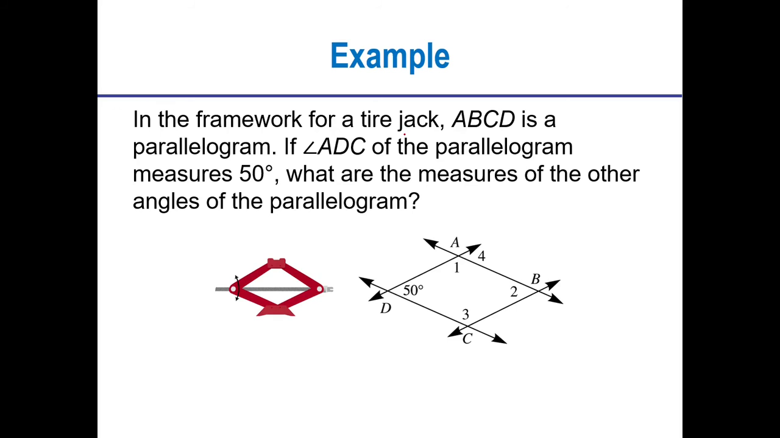In the framework for a tire jack, the figure ABCD is a parallelogram. If angle ADC of the parallelogram measures 50 degrees, what are the measures of the other angles of the parallelogram? We know that the line segment AB is parallel to the line segment DC, and the line segment AD is parallel to the line segment BC.